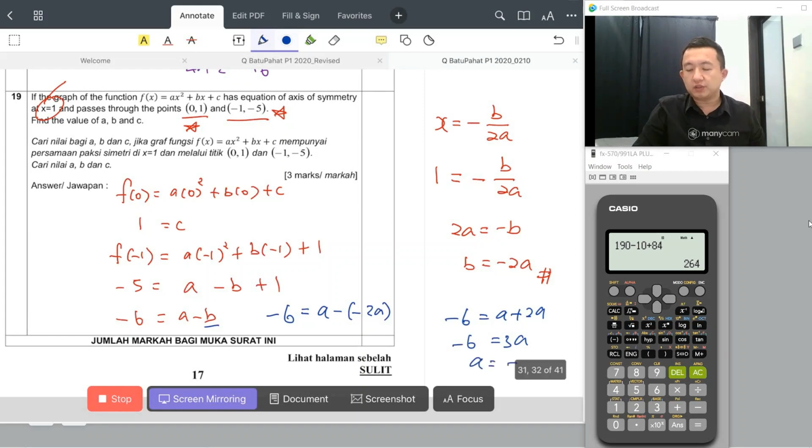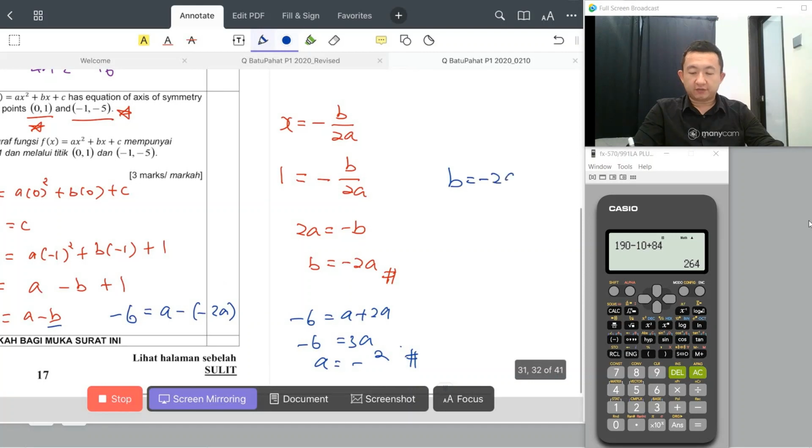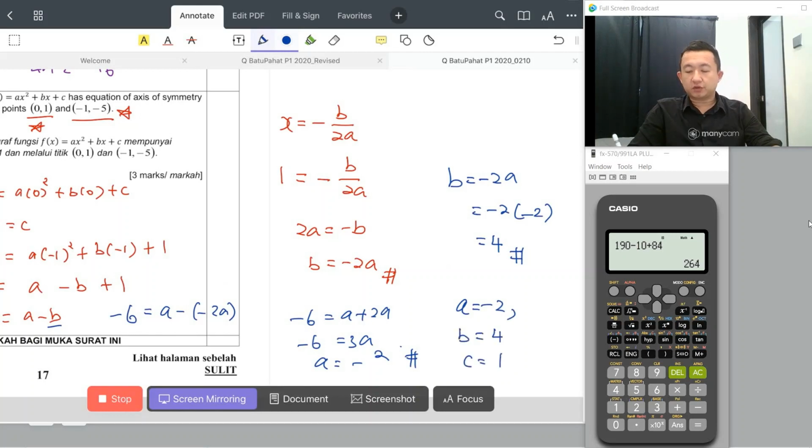a equals negative 2. Okay, so that is the answer, a equals negative 2. The last thing, b equals negative 2a, and since a equals negative 2, b equals 4. Write everything again: a equals negative 2, b equals 4 and c equals 1. That is the answer.